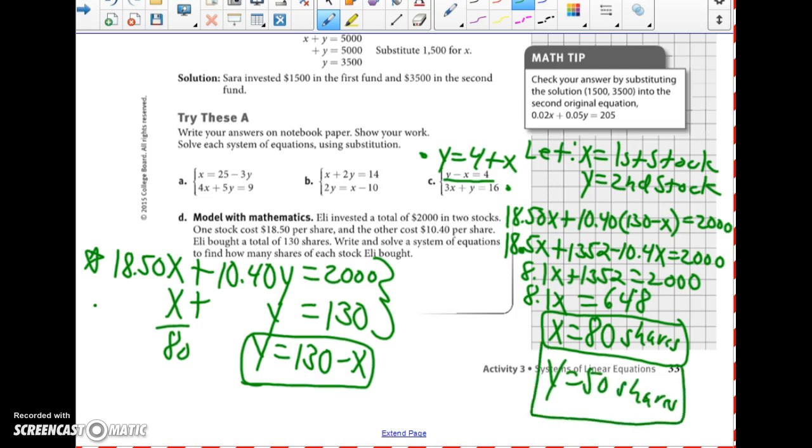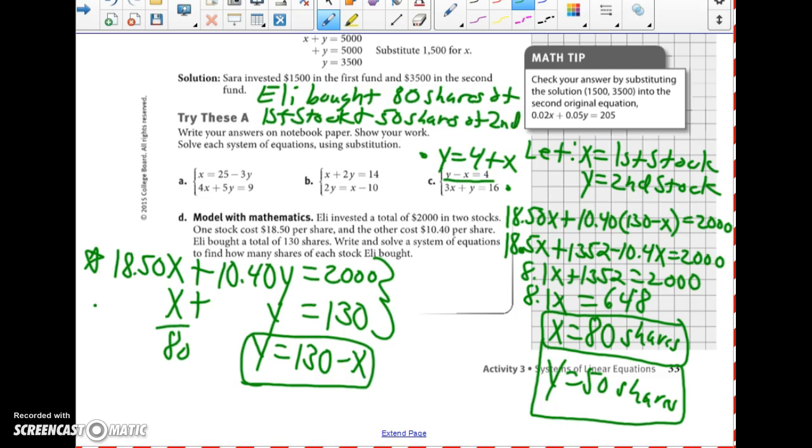Okay, so now is that the final answer? Yeah, that's the final answer, except you're going to write a little statement. So you would write down this: Eli bought 80 shares of the first stock and 50 shares of the second stock. That's what you write out. And the reason we don't put it in an ordered pair is because this is an actual word problem. In word problems we put words onto it, right? We don't leave it as a coordinate point.